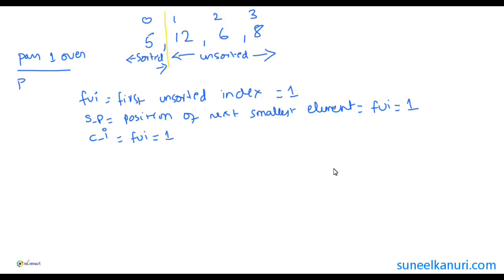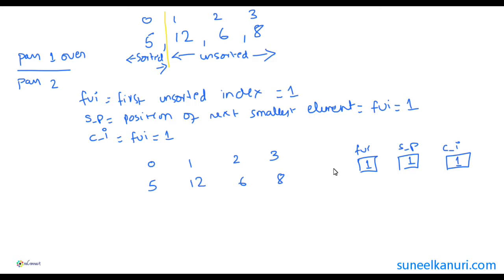Let me write down pass 2. I'm going to write 0, 1, 2, 3, this 12, 6, 8, and our FUI has a value of 1, S_P has a value of 1, and C_I has a value of 1. Sweet, all of them are pointing to 1.